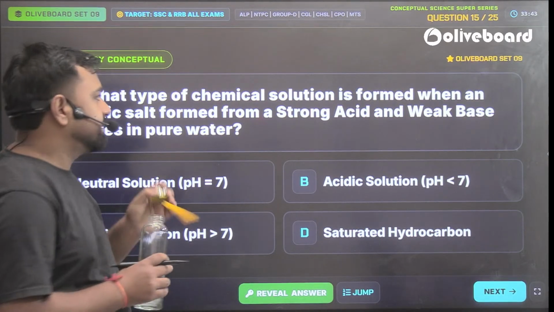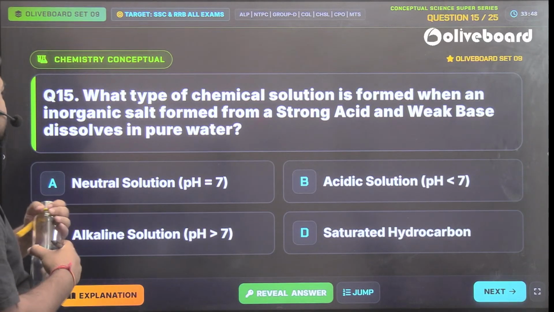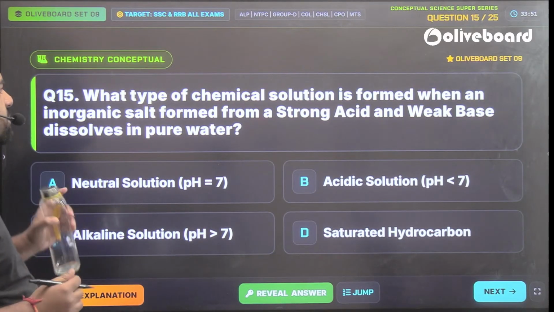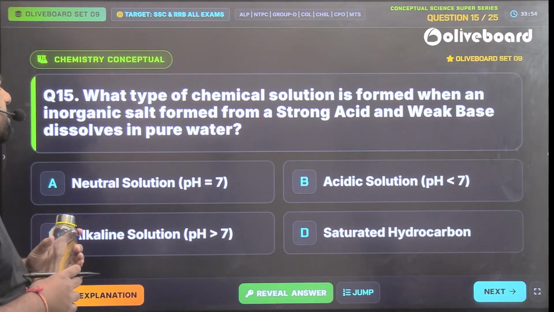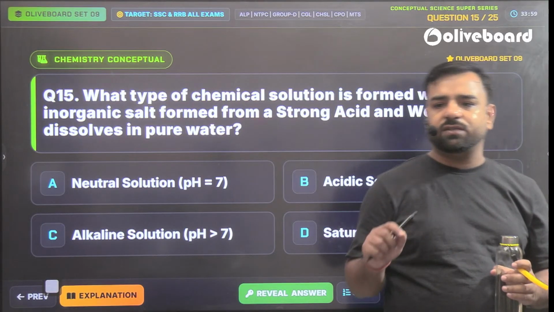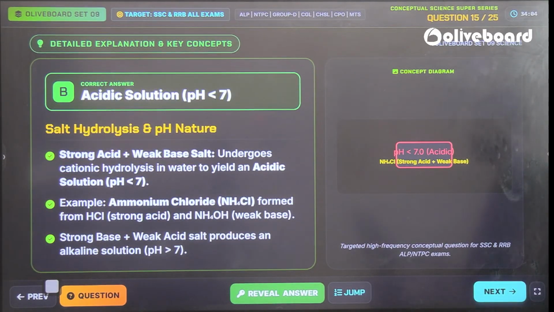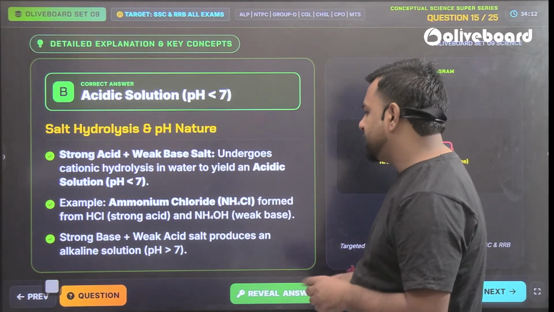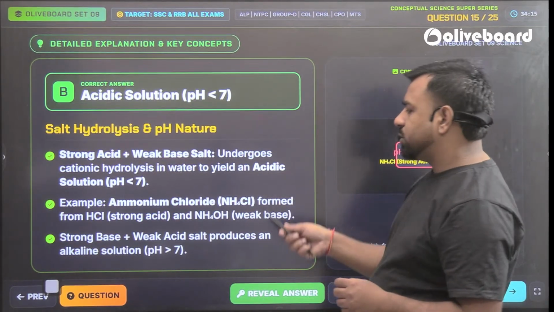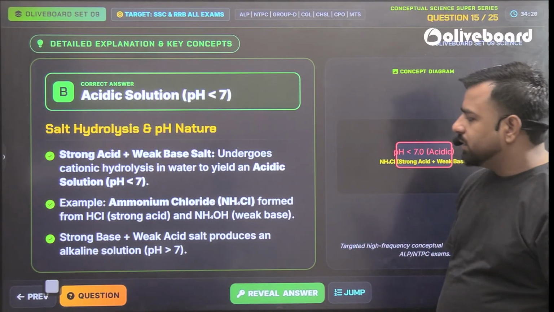Others, guys, what do you think? So it is asking what type of chemical solution is formed when the inorganic salt formed from a strong acid and weak base dissolves in pure water. So that will be the acidic solution, which will have the pH value lesser than 7. So option number B is the correct answer here. It undergoes cationic hydrolysis in the water to yield an acidic solution where pH value will be lesser than 7. An example can be aluminum chloride, which is formed from HCl and aluminum hydroxide. A strong base and weak acid salt produces an alkaline solution where the pH value will be greater than 7.